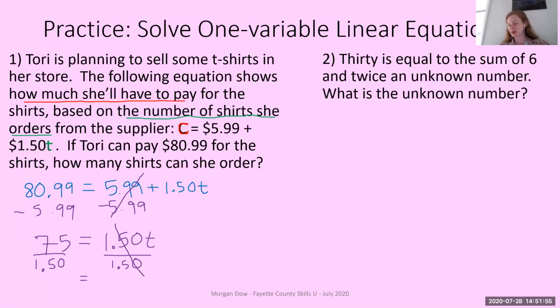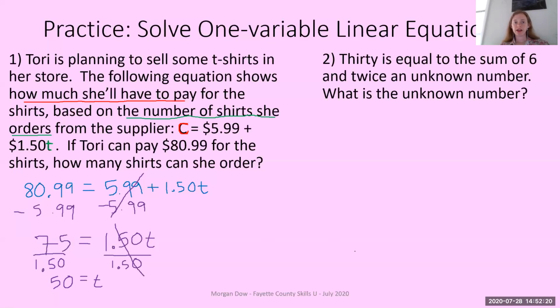So 75 divided by $1.50 is 50. So I got 50 remaining on the left side, and I've got just T over here. So the number of t-shirts that she ordered was 50, right? 50 t-shirts got her to that total cost of $80.99.